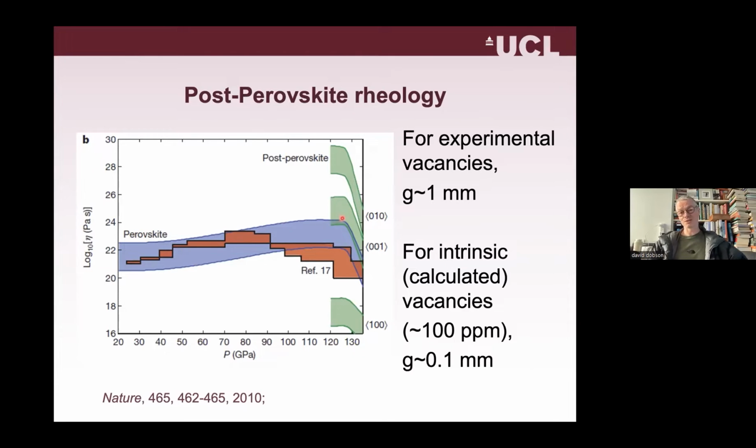So do we choose the viscosity here, which is for the diffusion along the C direction, which is very similar to perovskite? Do we say that it's actually controlled by the slow diffusion direction, in which case post-perovskite ends up being 4 orders of magnitude stronger than perovskite? Or do we assume that it's dominated by the fast diffusion direction, in which case it ends up being 4 orders of magnitude weaker than perovskite? Okay, this is kind of where we were in 2010 when Michael did these simulations.